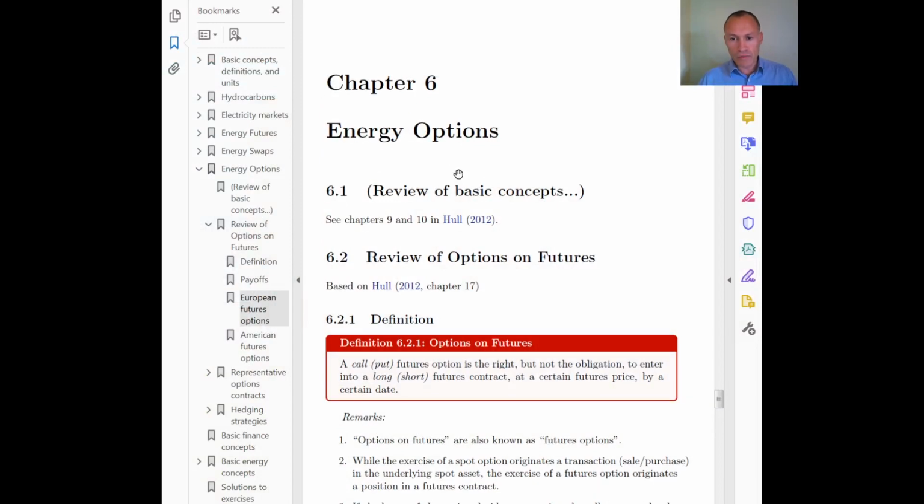Okay, so what is an option? First of all, an option is a contract between 2 counterparties that gives the buyer of the option or the holder of the option the right, but not the obligation, to buy a given underlying asset at a pre-specified price during a pre-specified period of time.